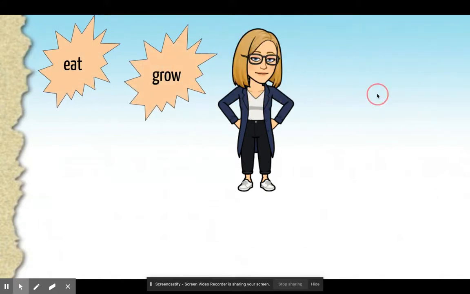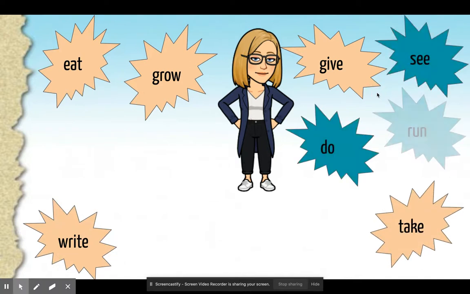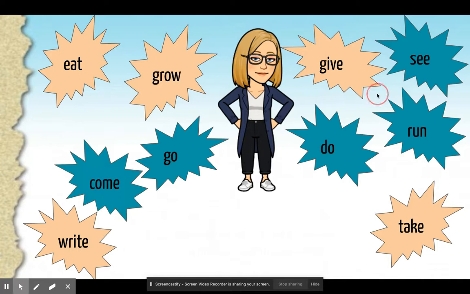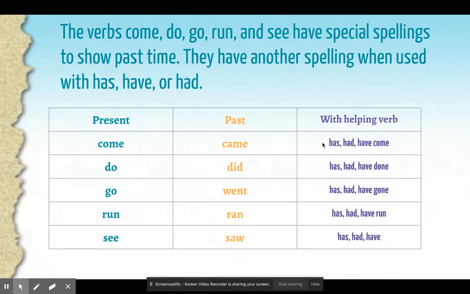So remember, we're going to go through all of these verbs, but we have to remember that these are irregular verbs because we do not add ed to show past action. So we call these irregular because we're not adding ed like other verbs. The verbs come, do, go, run, and see have special spellings to show past tense. They have another spelling when we use has, have, or had before it, the helping verbs.